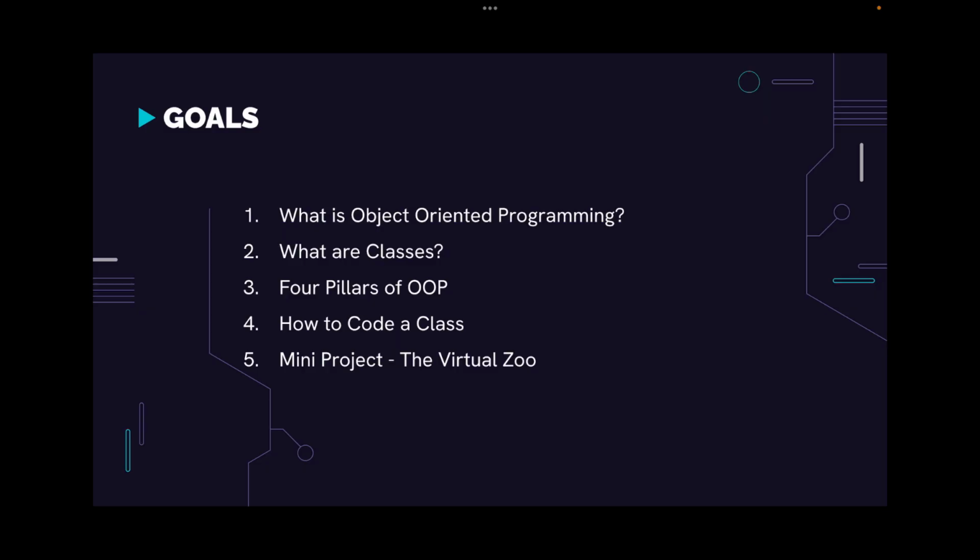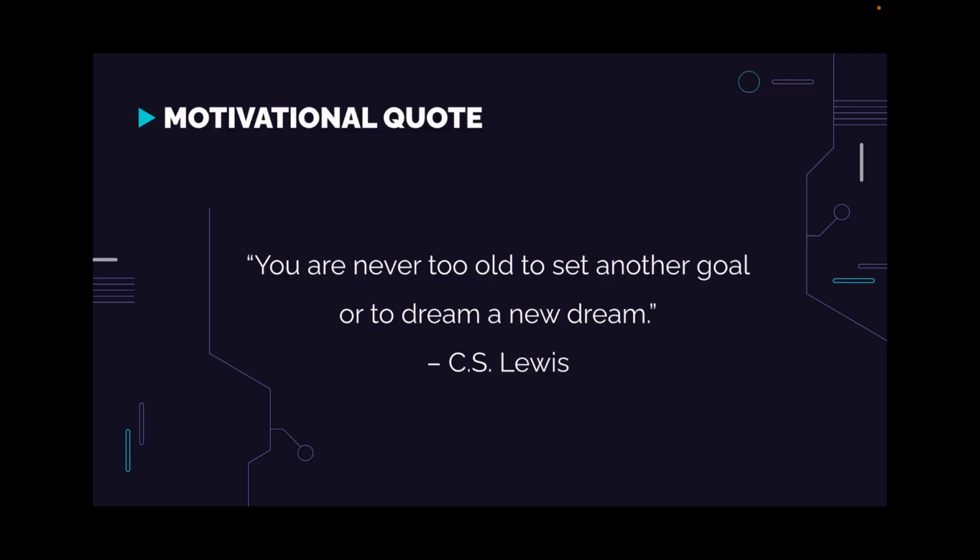So the goals for today are learning what is object-oriented programming, what are classes, the 4 pillars of object-oriented programming, how to code a class, and we're finally going to wrap up with a mini project, the virtual zoo.